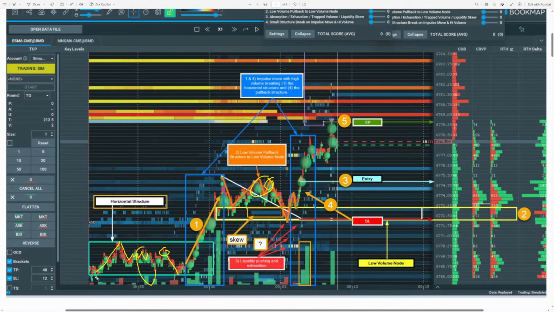We get one more push, one more test down here. Then the buyers come. This is a deal. The buyers come in. It's ready to go. And then we get the impulse move. I just wanted to cover that because you'll see it again and again and again. These things repeat, and the more that we can understand and see these things in that kind of context, the better you're going to be.